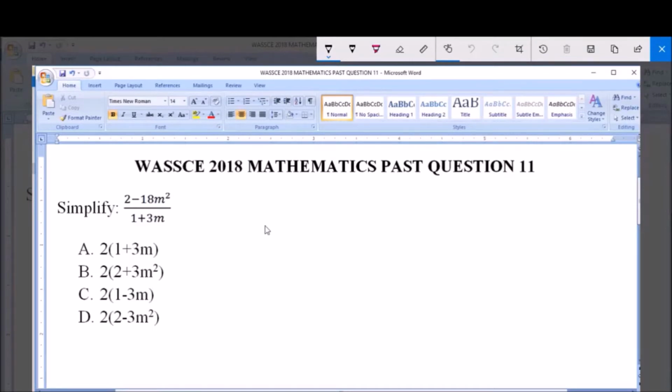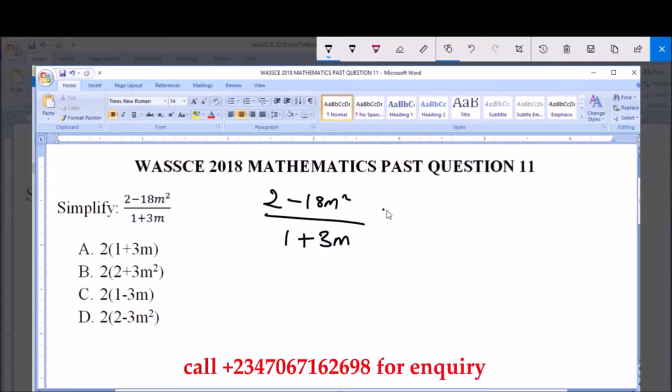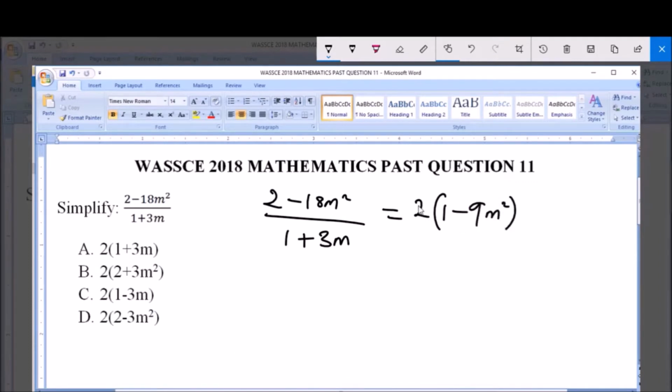So we are asked to simplify this. Now we're given 2 minus 18m square all over 1 plus 3m. Looking at this, we can factorize the numerator by simply saying 2 into 1 minus 9m square. That is 2 times 1 will give us this 2, and then 2 times minus 9 will give us minus 18. So we factorize this, all over 1 plus 3m.